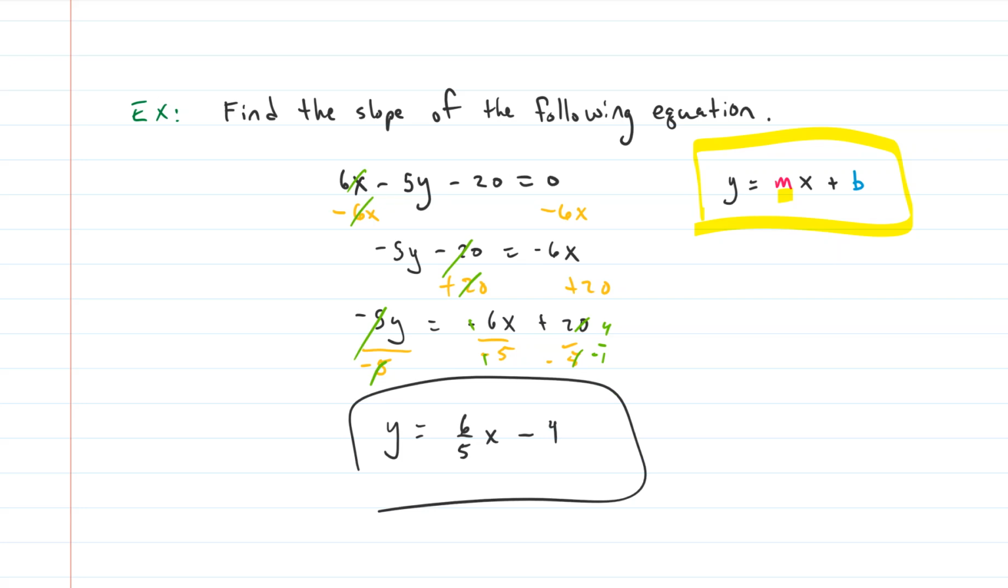So now we're in slope-intercept form, and we can read off the slope. So our slope then is a positive 6 over 5. So that means you're going 6 up and 5 to the right. If any questions, please let me know in the thread.